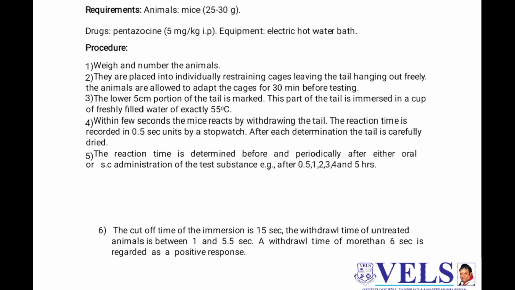We have to weigh and number the animals, and place them in individual restraining cages, leaving the tail hanging out freely. The animals are allowed to adapt to the cages for 30 minutes before testing. The 5 centimeter portion of the tail is marked and lowered into a cup of freshly filled water at exactly 55 degrees Celsius. Within a few seconds, the mouse reacts to the water and withdraws its tail. The reaction time of withdrawal is the tail flick response.